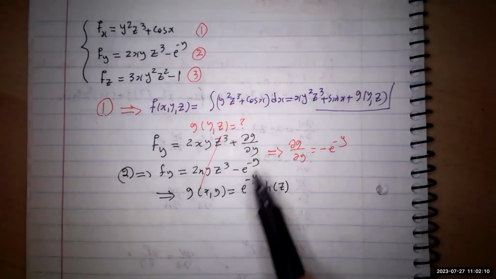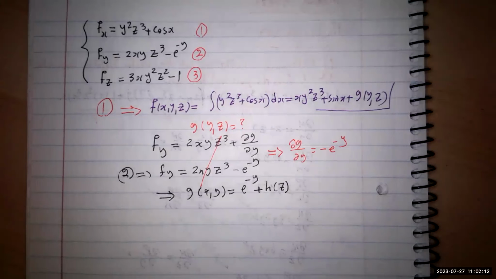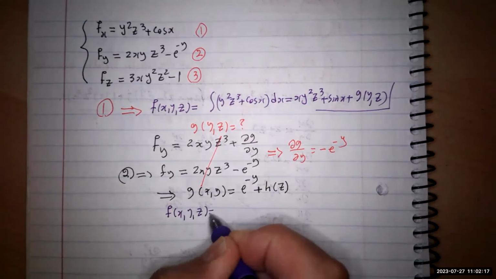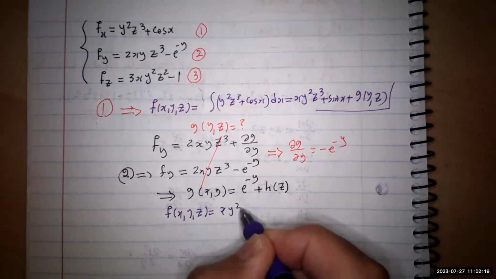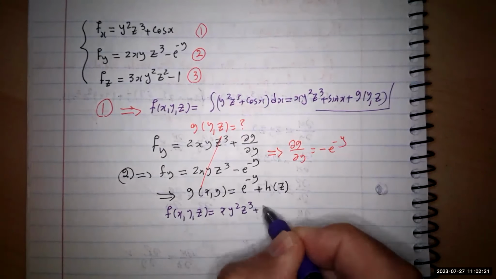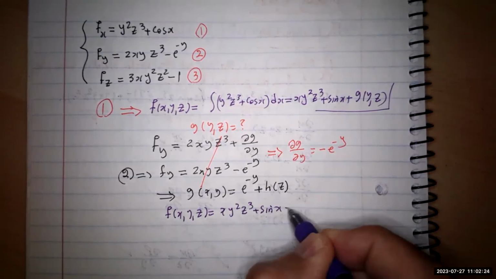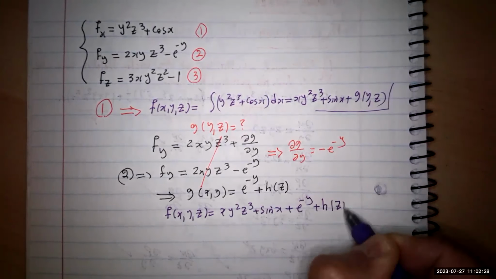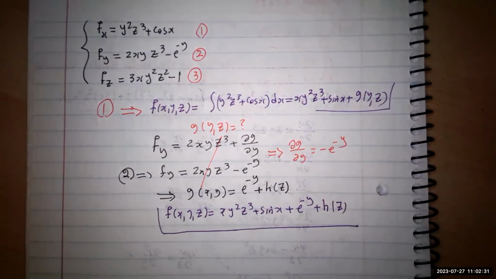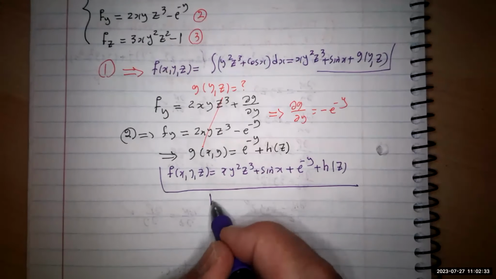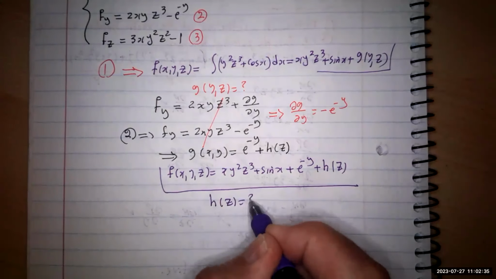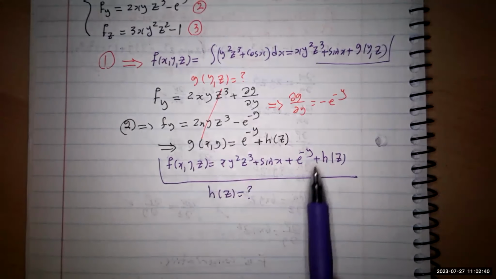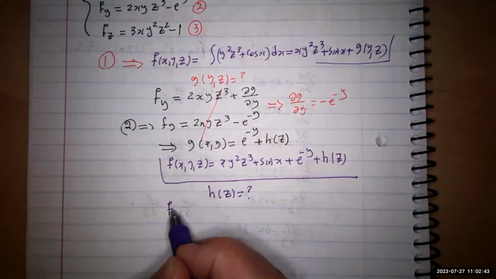If you put it back, your function so far is f of x, y, z equals xy squared z cubed plus sine x, and then you have e to the negative y plus h of z. But you have to check to see if there is any z in it. In order to do it, you go with the third part: differentiate with respect to z, so find f sub z.